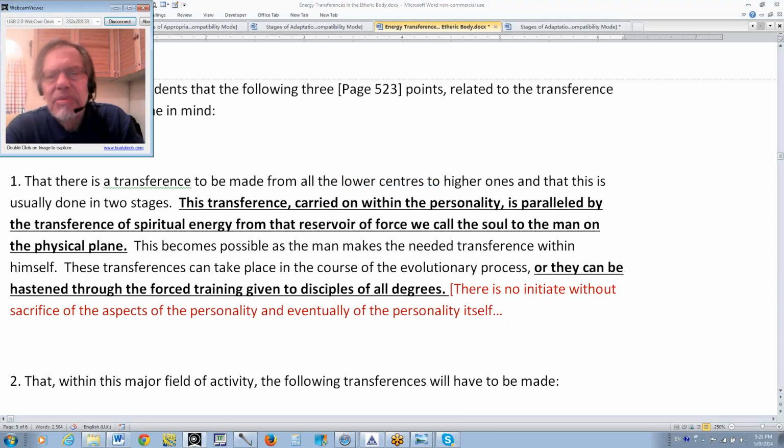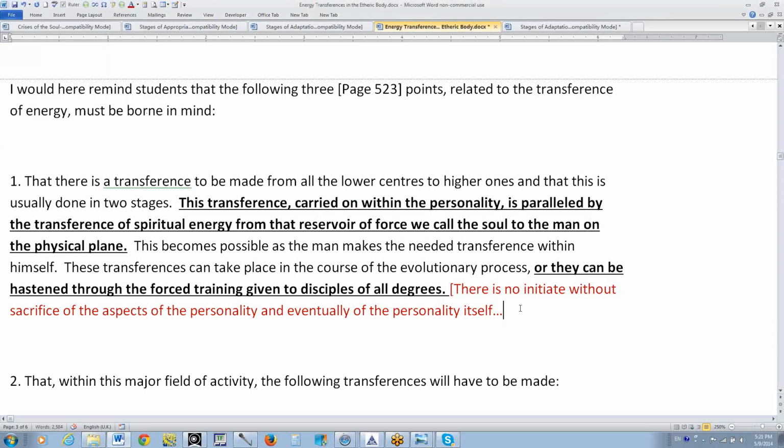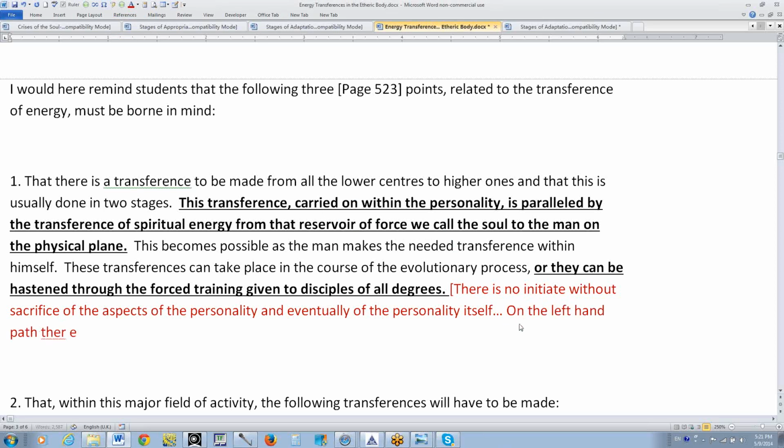I think the problem with those who take the left-hand path is they want attainment without sacrifice. This is a huge problem. On the left-hand path, there is the quest for attainment without sacrifice, and that is not for us a legitimate way. So this is done in two stages: the transference carried on within the personality, and the transference from the reservoir of force called the soul.